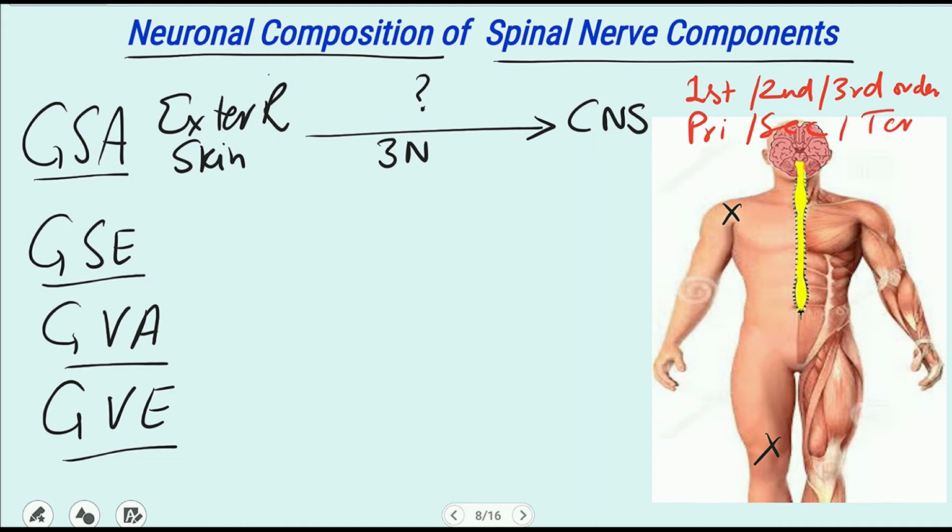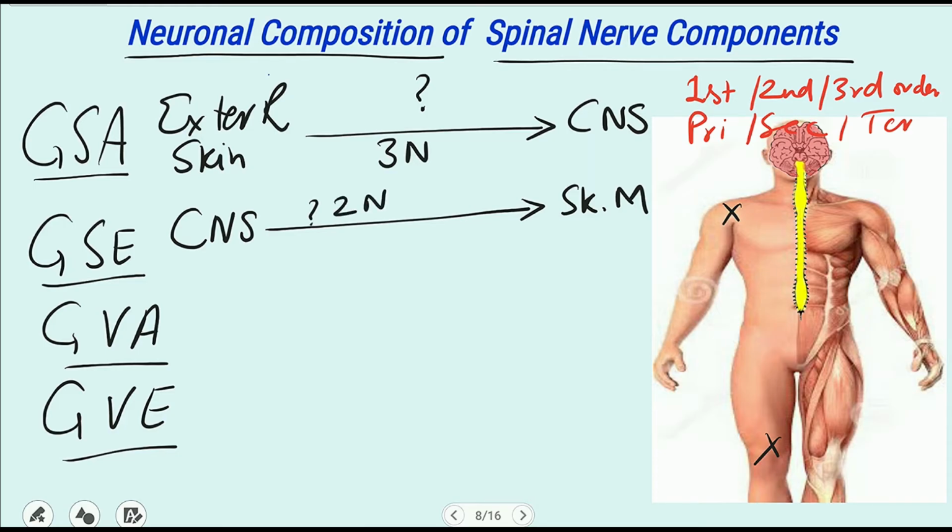Now coming to the second component, general somatic efferent. Here the information is generated at the level of the central nervous system and its destination is skeletal muscle, that is the voluntary factor. How many neurons are required for this function? The answer is 2 neurons, whatever the distance is. Whether the skeletal muscle is in the lower limb or upper limb, the number of neurons will be constant, 2 neurons, and they are named the upper motor neuron and the lower motor neuron.